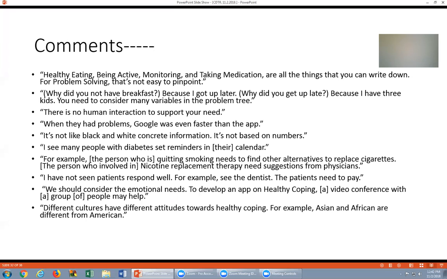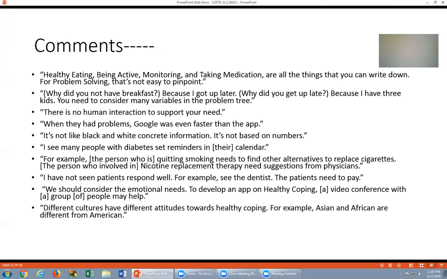Okay. In fact, I've heard Dr. Google being referenced many times in my clinical practice. Then again, it's not black and white, concrete information, and everything is not based on numbers. I see many people with diabetes that are setting reminders in their calendars. And if you're asking them for risk reduction, if you're promoting smoking as something that should be stopped, then how to do that? What are the resources available? Then again, if a person cannot pay for services, why ask them to do those services? Because dentists are traditionally not very well covered.